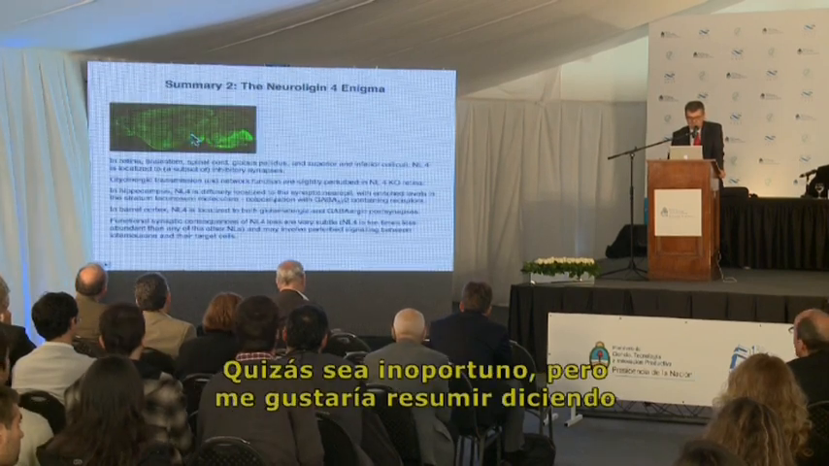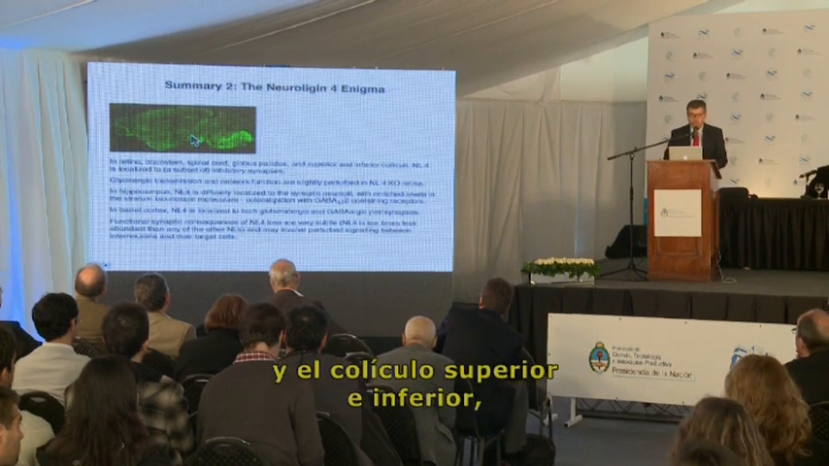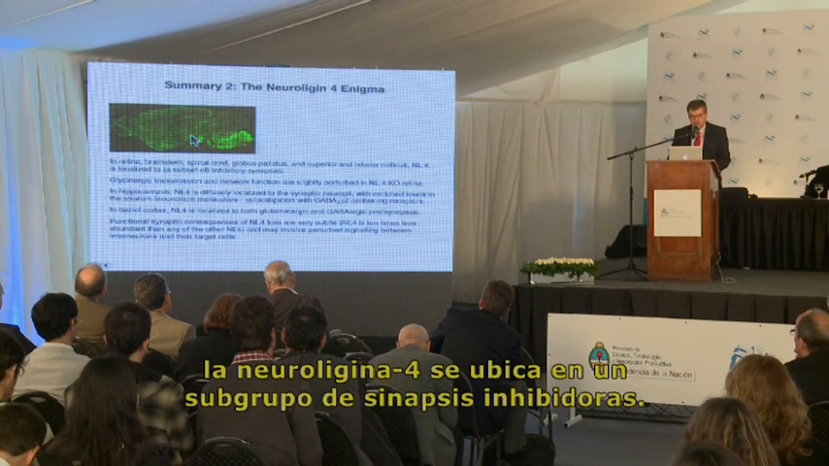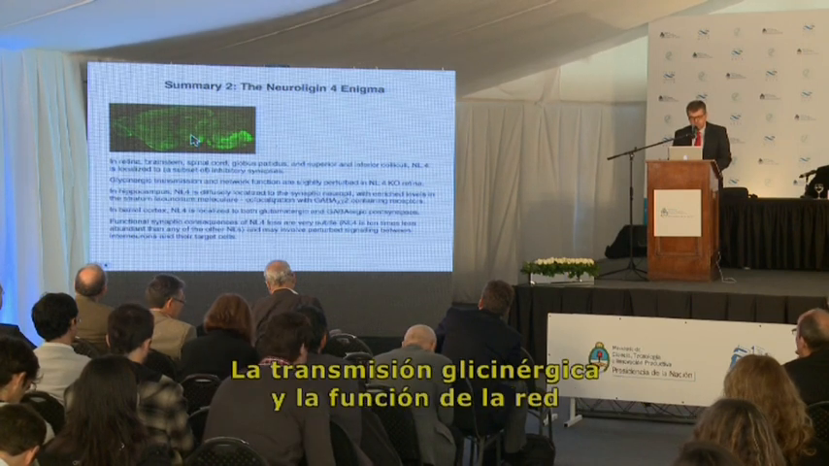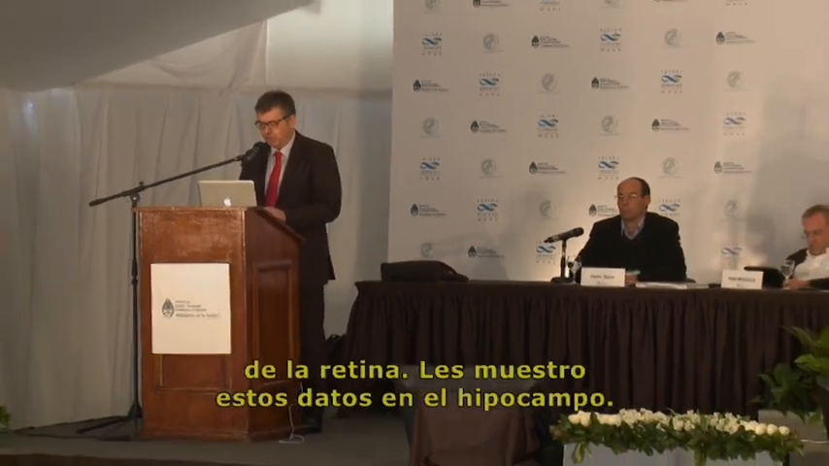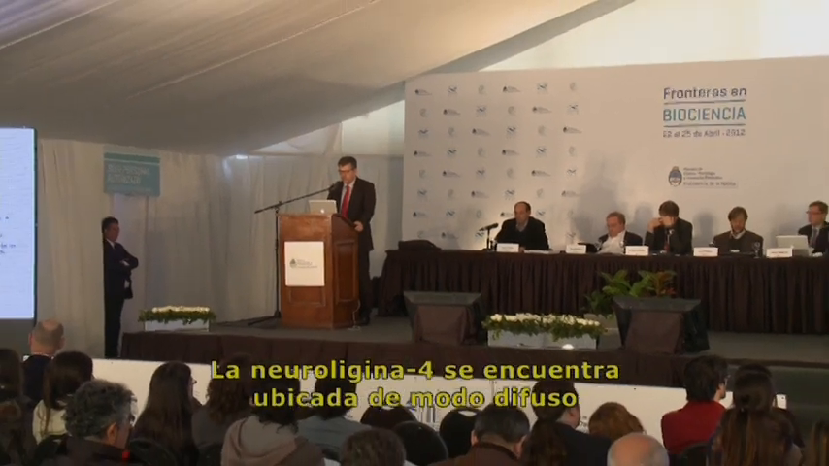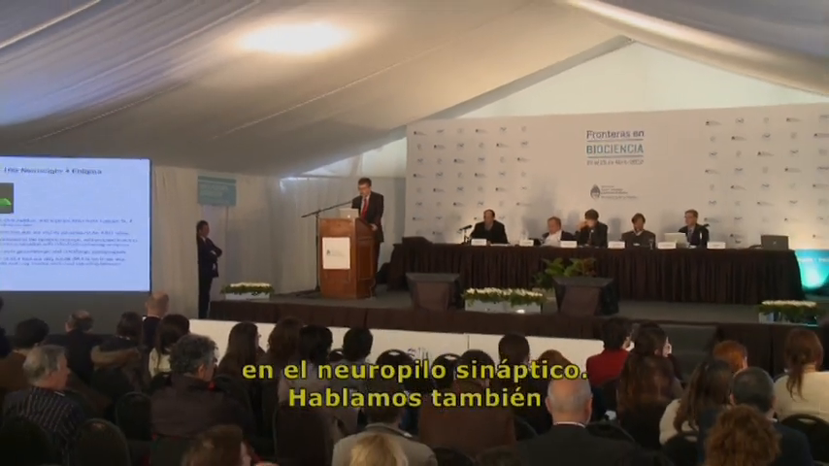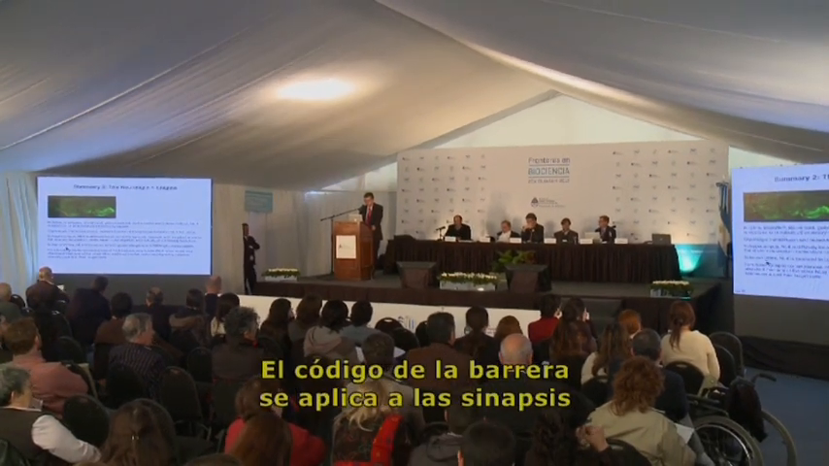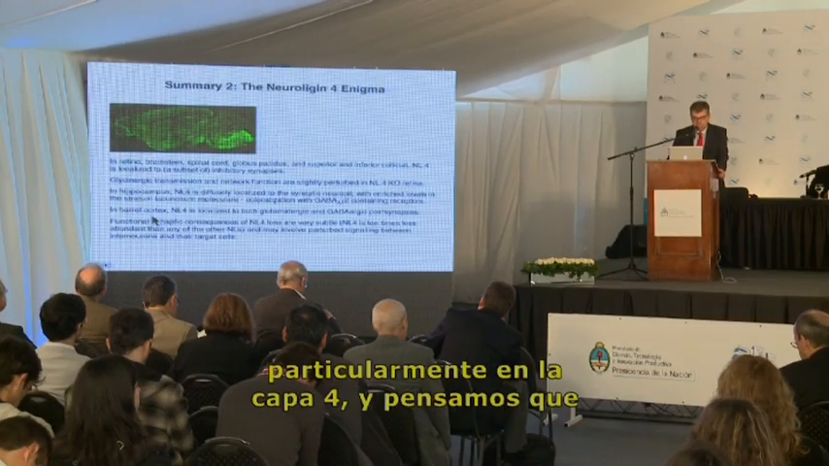It's a bit of an anticlimax, but I would like to summarize this part of the talk by saying that in retina, brainstem, spinal cord, globus pallidus, and superior and inferior colliculi, neuroligin 4 is localized to a subset of inhibitory synapses. Glycinergic transmission and network function are slightly perturbed in the neuroligin 4 knockout retina. I showed you these data. In hippocampus, neuroligin 4 is diffusely localized to the synaptic neuropil, with enriched levels in the stratum lacunosum moleculare. And in the barrel cortex it is localized to both glutamatergic and GABAergic synapses, particularly in layer 4.